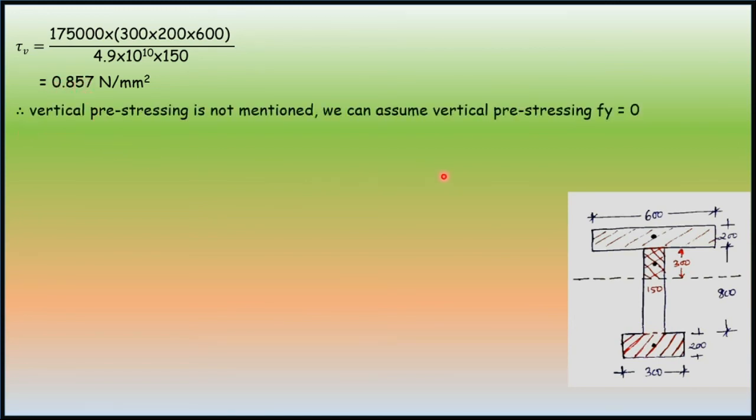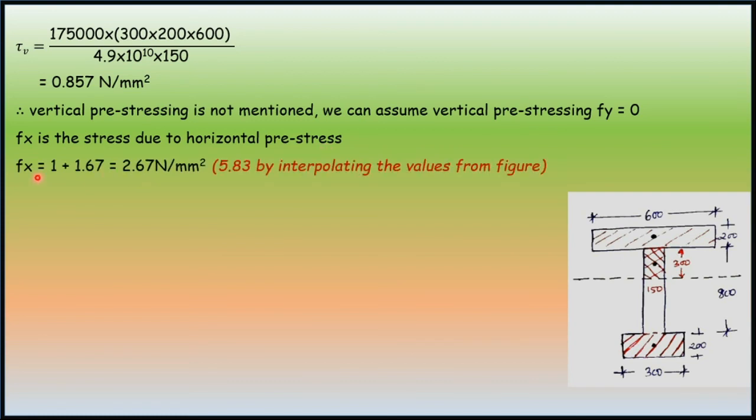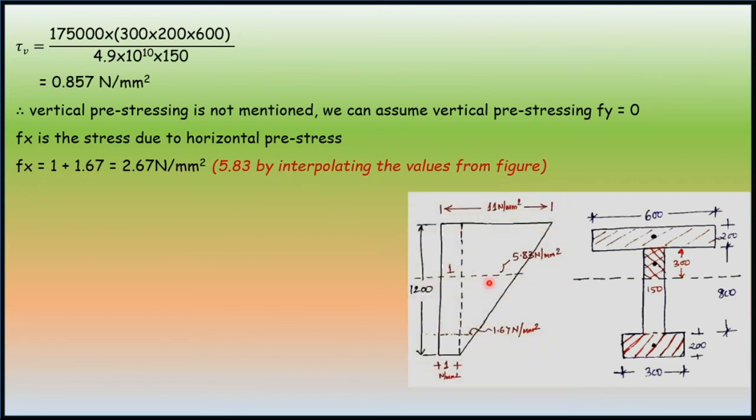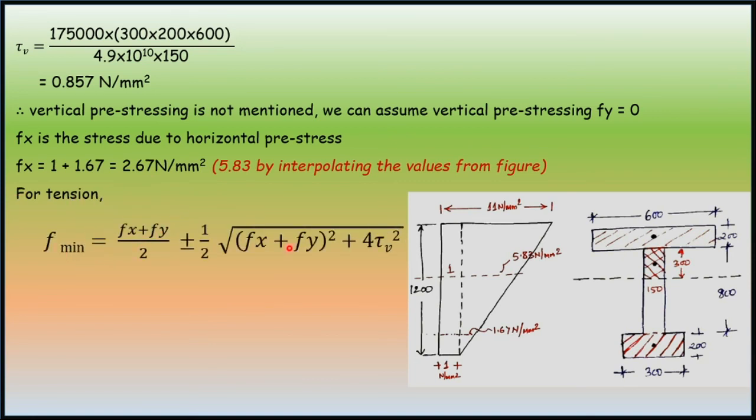Therefore, vertical pre-stressing is not mentioned, we can assume vertical pre-stressing Fy equal to 0. Fx is the stress due to horizontal pre-stress. Fx is equal to 1 plus 1.67. So interpolating the values at this junction, we get this interpolation value as 1.67. So the total becomes 2.67. For tension, substituting in this value, F minimum comes as minus 0.2514 Newton per mm square, less than Ft, which is again 0.24 root of fck.